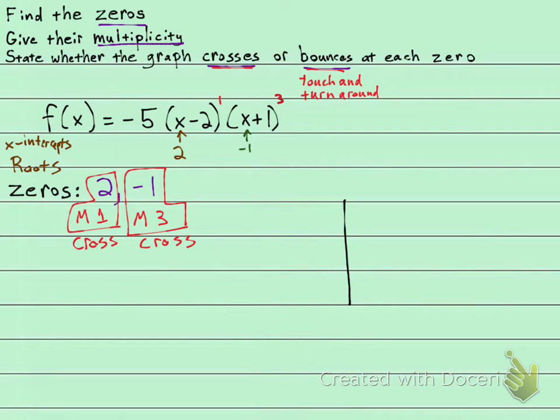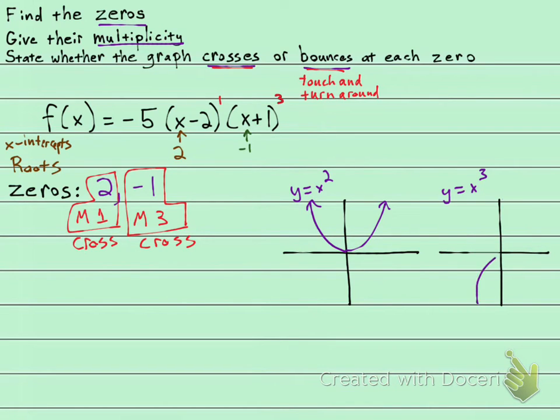If you go back to some basic shapes that we know, like y equals x squared, we know that it touches right here and turns around. I call that bouncing. Notice the exponent of 2. And then let's look at x to the third, which is odd. That one is not going to touch and turn around. It is going to cross. Let me draw that. I can do better. There we go.